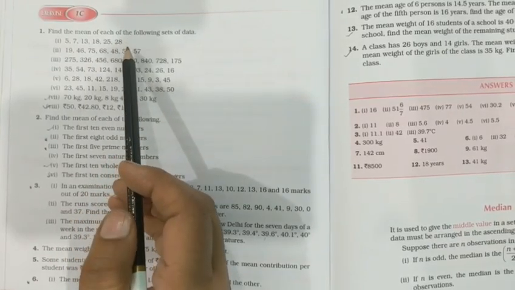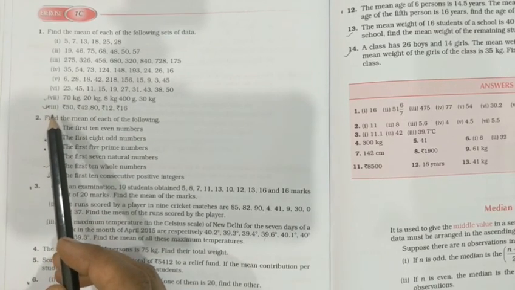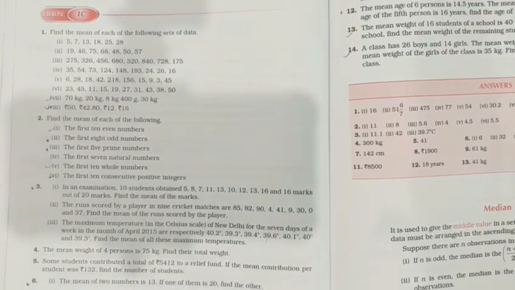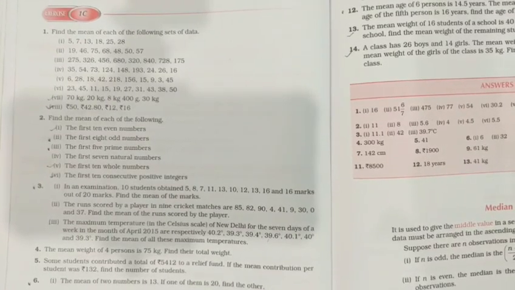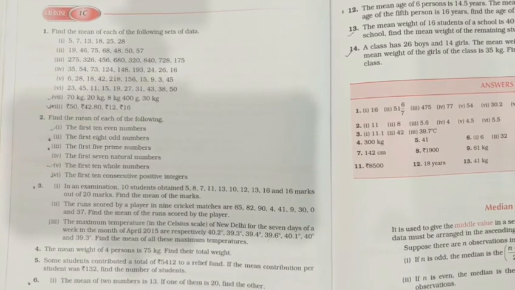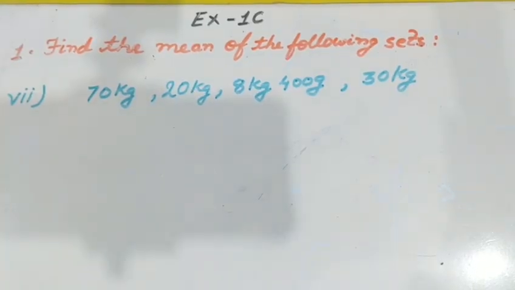So in this question number 1, I'll explain you question 7th and 8th. So let's start. As always I say, do with me these sums as classwork, and to complete this exercise you will use your classwork copy. So do exercise 1C in which copy? Classwork copy. So let me explain you question number 1, 7th part.